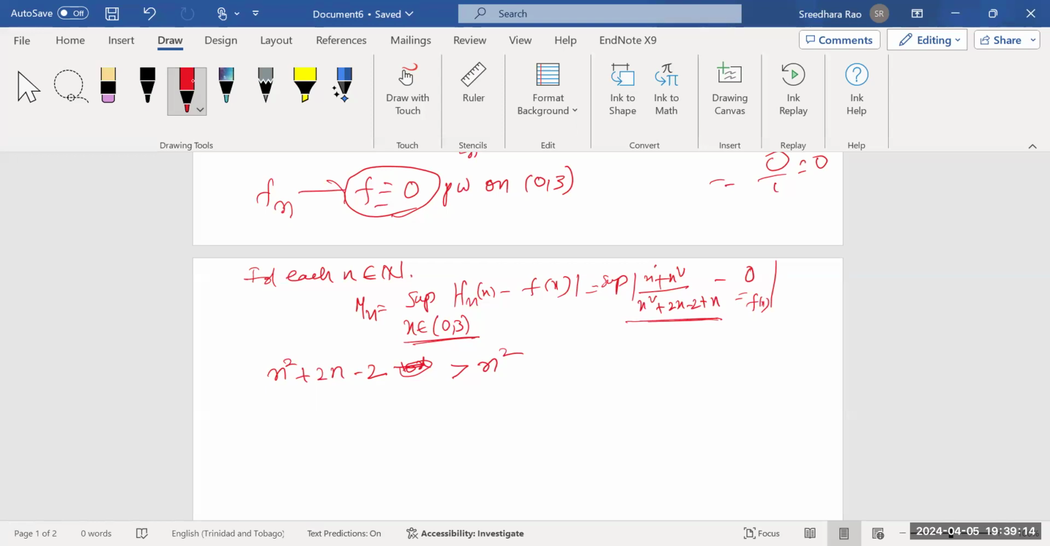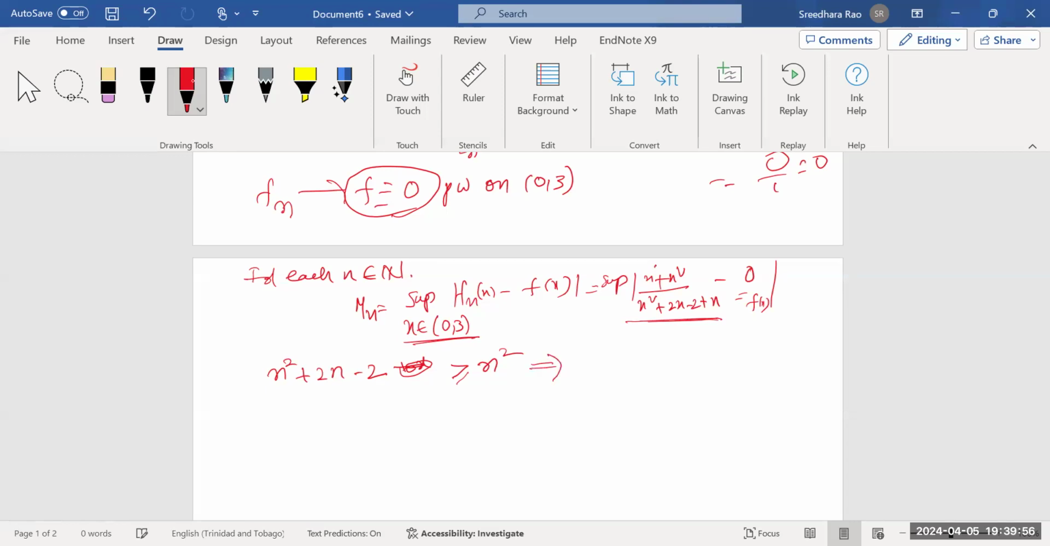Put n equals 1, then you will get 2n minus 2 equals 1. You can say greater than or equal to n square plus 2n minus 2 is greater than or equal to n square. Hello, are you hearing? No one is responding. Yes, sir. So this is greater than or equal to n square.